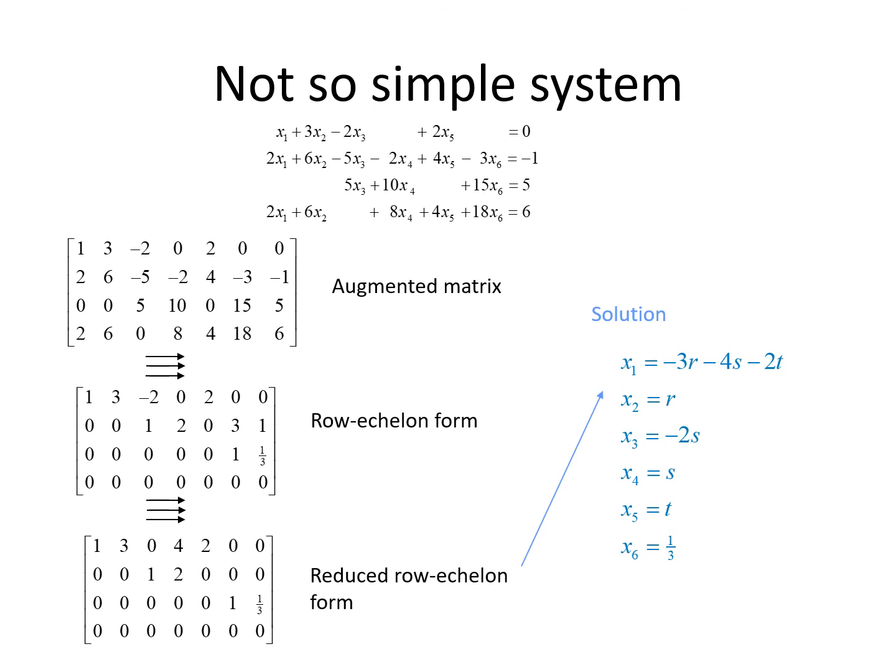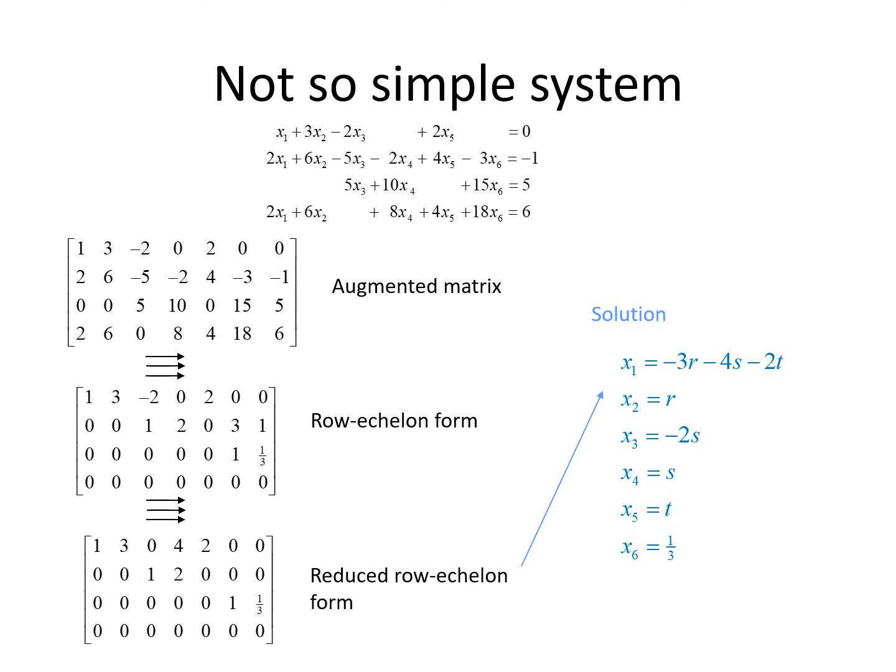The procedure is that we must set the free variables equal to arbitrary unknowns. Let's suppose x2 is a free variable, so we set it equal to r. The next unknown is x4, so x4 equals s. And x5 is also a free variable, so we set it equal to t. So the methodology is that we set the values of the free variables equal to some unknown constants, that is x2 equal to r, x4 equal to s, x5 equal to t.